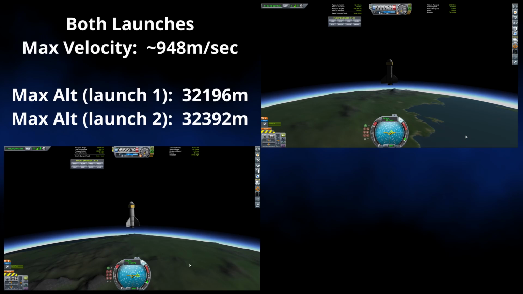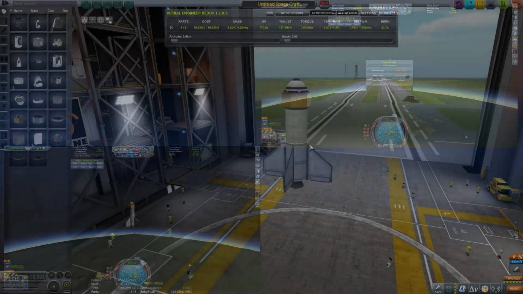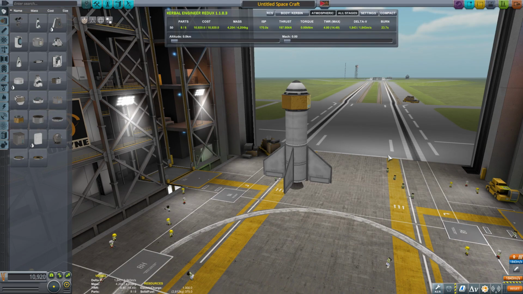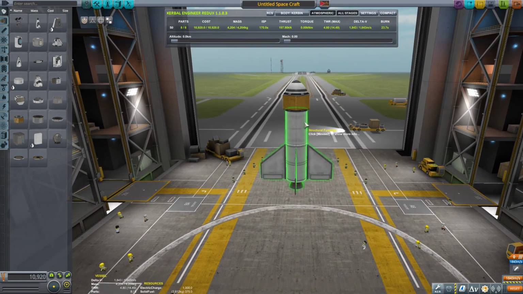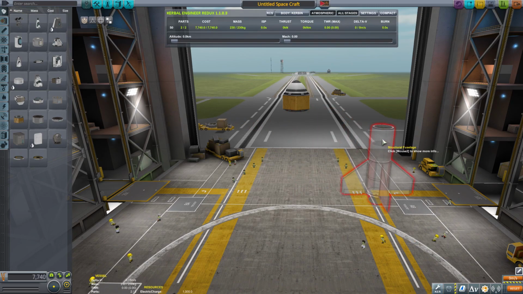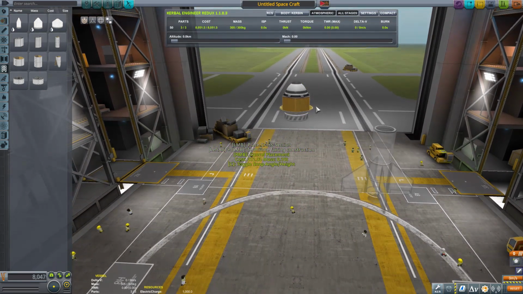We get to 32,000 meters, 32 kilometers. So the previous rocket, without the nose cone, didn't even get to 10 kilometers, and this one went to 32. So 3 times the efficiency at least in the lower atmosphere. Now, Kerbal Space Program added fairings, and what a fairing is, it's basically a cone that goes around the rough edges of the top of a spacecraft, and it makes it more aerodynamic.